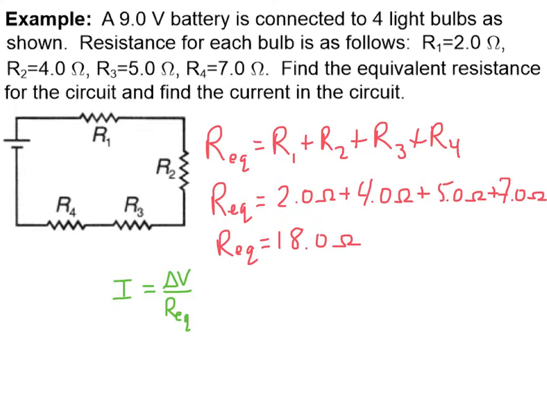Remember, we just learned that the total current is going to equal my potential difference divided by my equivalent resistance. I am told that it's a 9-volt battery, so my potential difference across that battery is 9 volts. I just found my equivalent resistance, and so my current is equal to 0.50 amps.